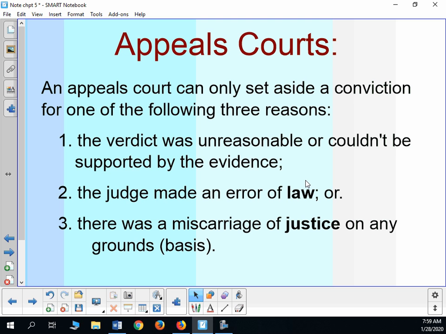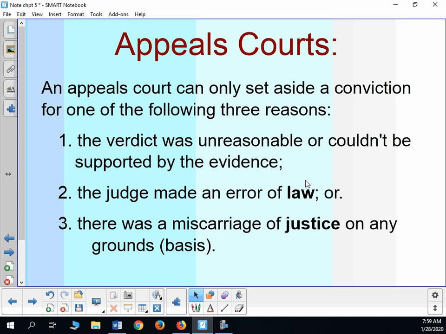All right. Now, if the trial ends in a guilty verdict, and I'm referring to a criminal situation, the defendant has the option of possibly an appeal. But an appeal can't happen just because you don't like the verdict, or because you think it was unfair that you were found guilty. An appeal can happen only for 3 reasons.